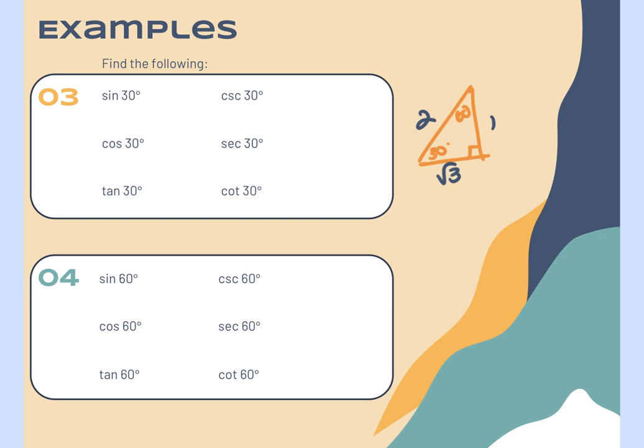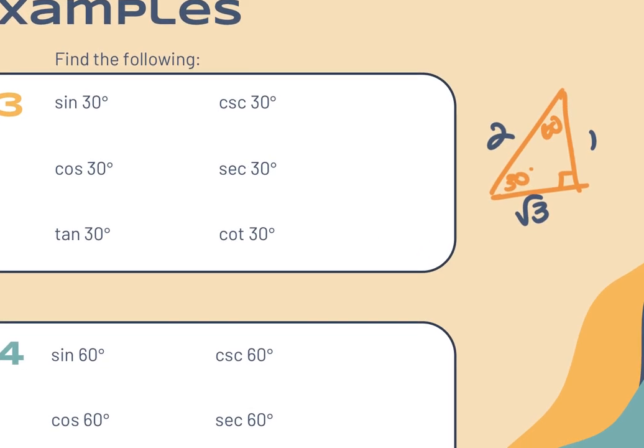Now we blend together SOHCAHTOA with the special right triangle. So sine of 30, the 30 I put on the bottom left here, opposite 30 would be 1. The hypotenuse would be 2. Cosine of 30, adjacent to 30, root 3, hypotenuse 2. Tangent of 30, opposite is 1, adjacent is root 3, and that gets rationalized to root 3 over 3.